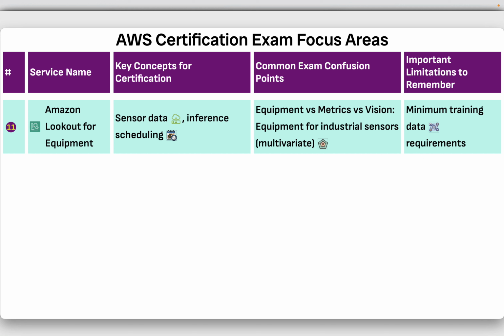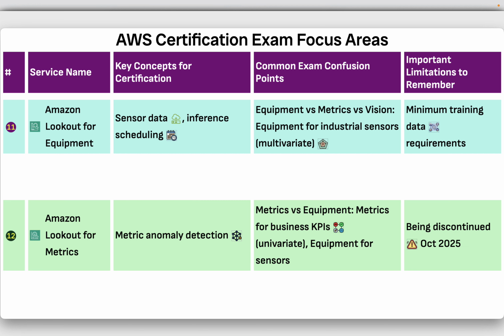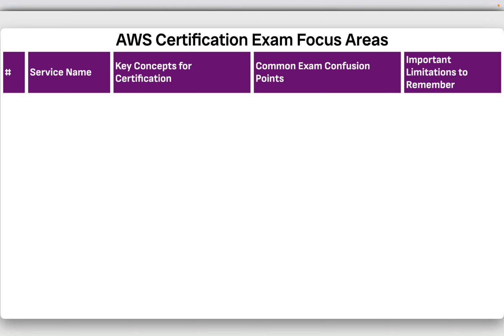Important limitations to remember is minimum training data requirements are there. So it's minimum, but there's some data requirements are there. Amazon Lookout for Metrics, and key concepts for certification is metric anomaly detection. Common exam confusion points is metrics versus equipment. So metrics for business key process indicators and is univariate, like only one variable, and equipment is for sensors, but it is being discontinued as of October 2025.